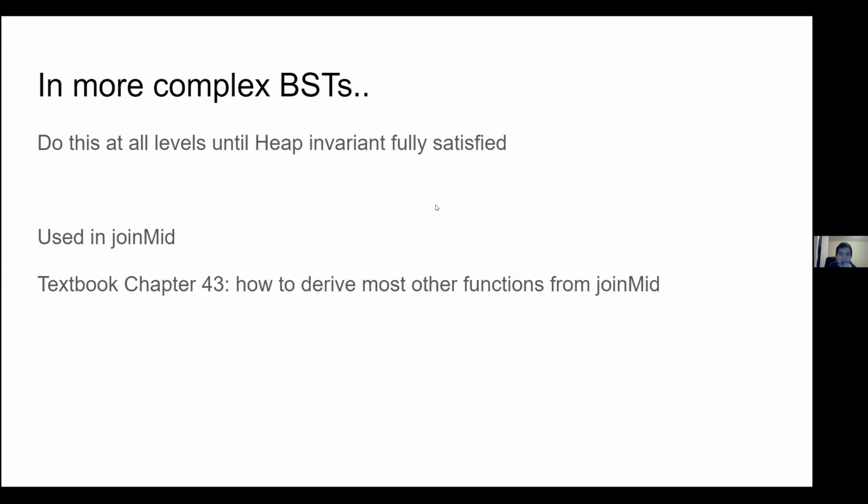In more complex BSTs, we just do this at all levels until the heap invariant is fully satisfied. This technique is used in the joinMid function in treaps. In textbook chapter 43, we talk about how to derive most other functions from joinMid. Pretty much all the functions we've been using from treaps can be derived with just split and joinMid. So that's why rotation is super important.